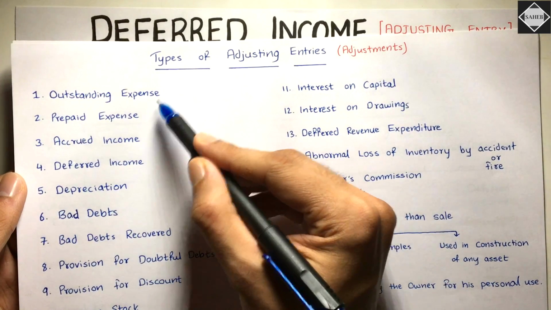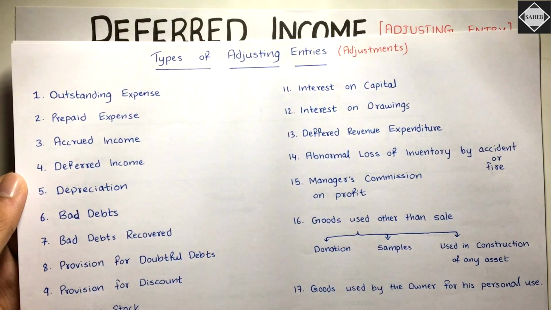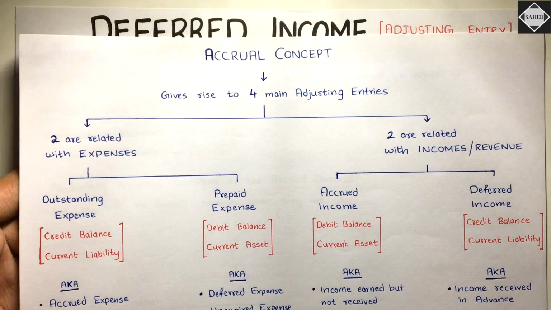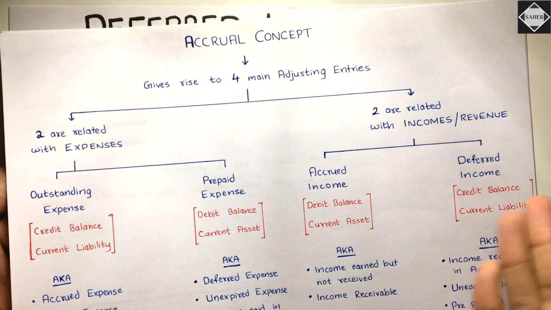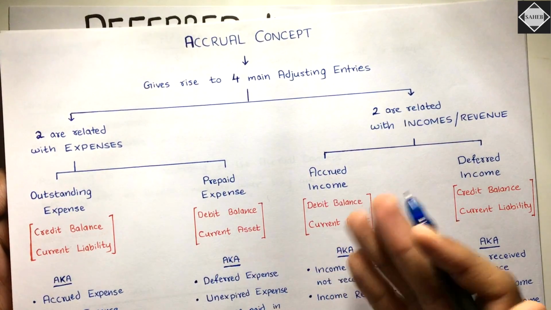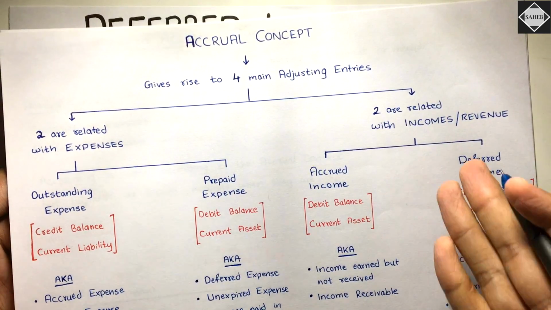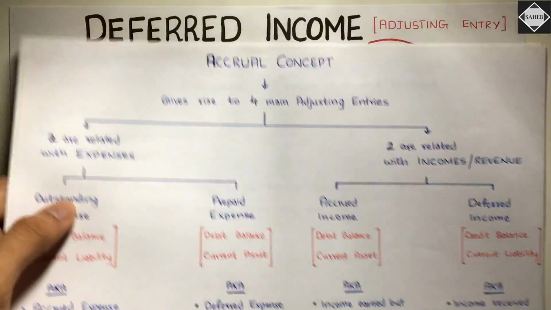We have already covered outstanding expense, prepaid expense and accrued income in the previous videos, and now we are covering deferred income. See here, these are the 4 main popular adjusting entries. We have covered these 3 in the previous 3 videos, and deferred income is the current video, and it falls in the prepayments category.